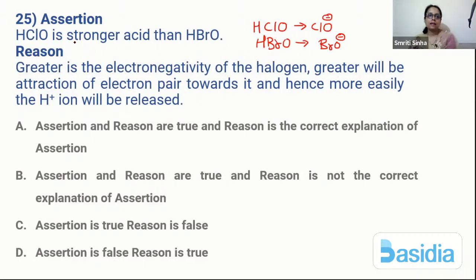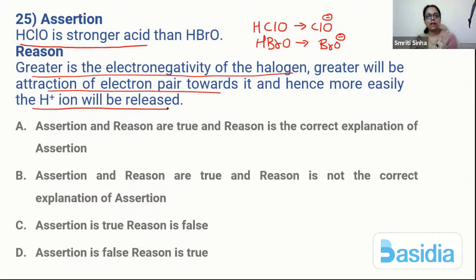So here, yes, correct, this HClO is a stronger acid because Cl is more electronegative, and therefore it will stabilize the conjugate base more, and it is more acidic. And the reason, that greater the electronegativity of halogen atom, greater will be the attraction of electron pair, and easily it will let the H plus go, and stronger will be the acid. So assertion is correct, reason is correct, and reason is the correct explanation for assertion. Therefore option A is correct.